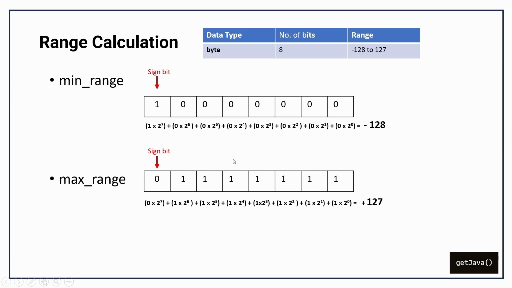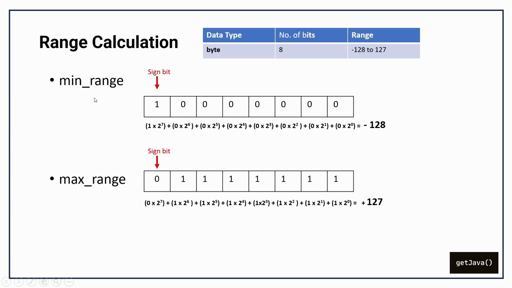So here I have shown how this range is calculated. For example, if we consider the byte data type, it has 8 bits. The number of bits allocated is 8, and it has a range from -128 to 127. As I said in my previous slide, 1 bit is represented by 1 square box. Since we have 8 bits, we have created 8 boxes: 1, 2, 3, 4, 5, 6, 7, 8.